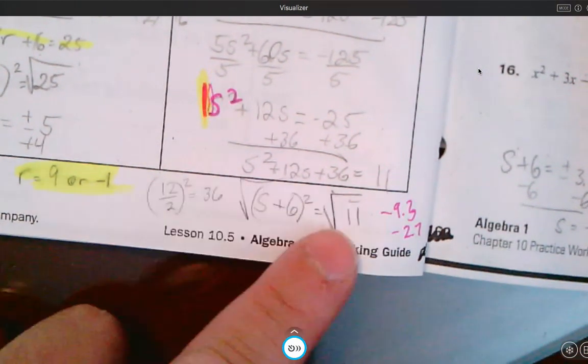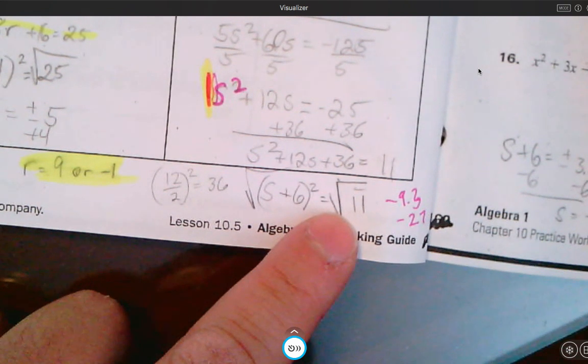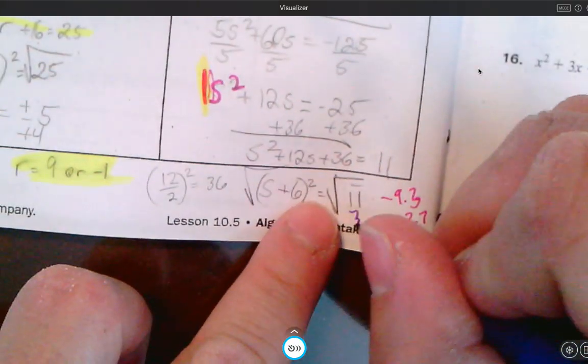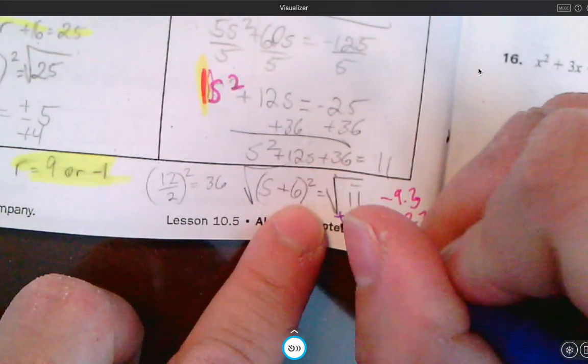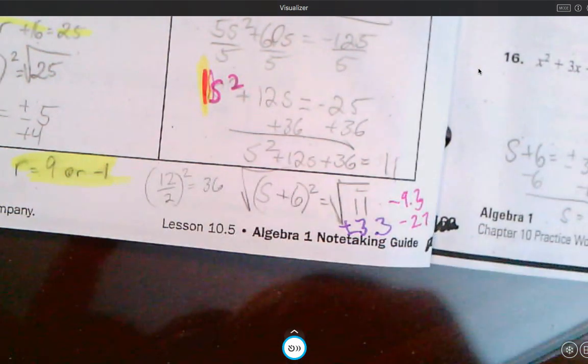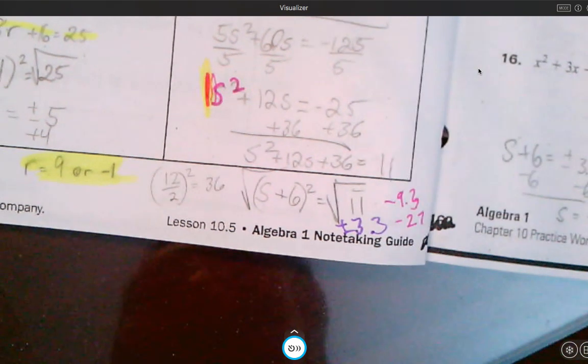And then things get a little tricky because there's a square root of 11. But the square root of 11, I think, was 3.3, if I remember correctly, plus or minus. And the answer was -9.3 or -2.7. Don't forget there's a tagline in this video. Just wait for it.